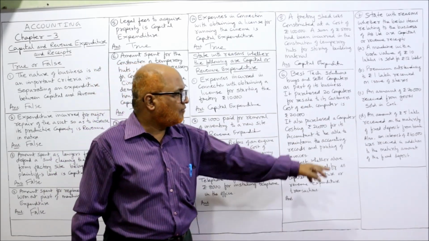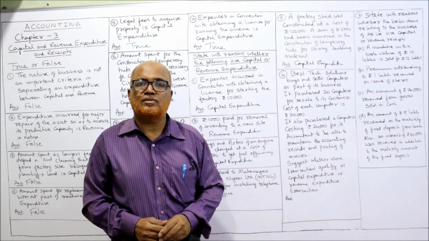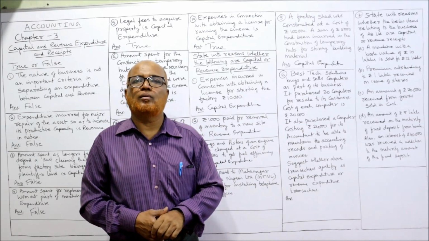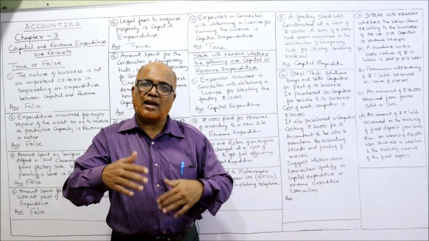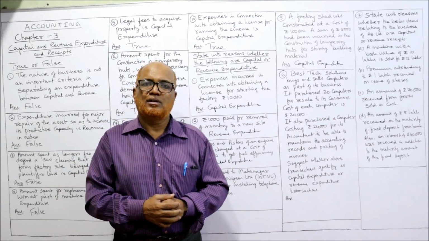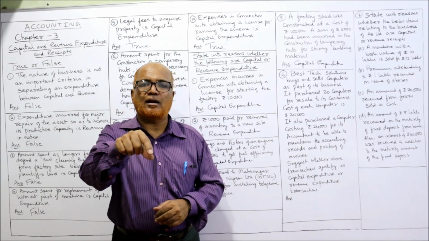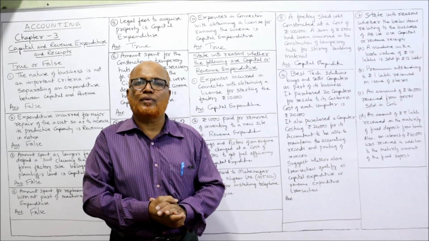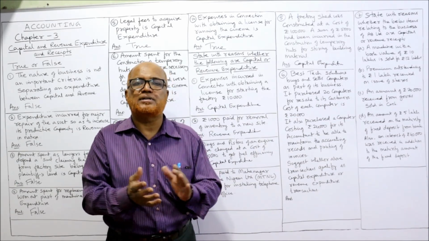But along with that, 40,000 interest is also received. So, this interest received is a revenue receipt, because interest will be received regularly. Every year interest is received. So, interest received on bank deposit is a revenue receipt. The maturity amount received of the fixed deposit is a capital receipt.